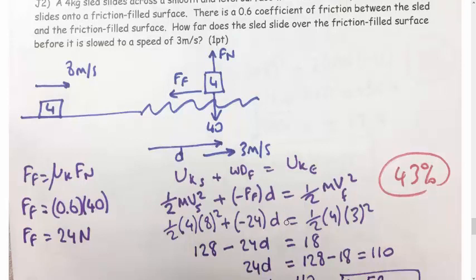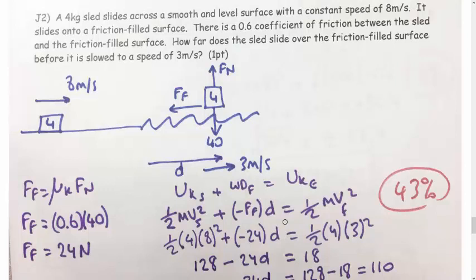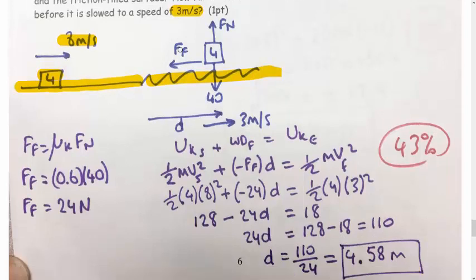A 4 kilogram sled slides across a smooth and level surface with a constant speed of 8 meters per second. So there's my smooth and level surface. There's my block. There is a 0.6 coefficient of friction between the sled and friction-filled surface. There's the friction-filled surface. How far does the sled slide over the friction-filled surface before it's slowed to a speed of? And there's my final speed. Okay.